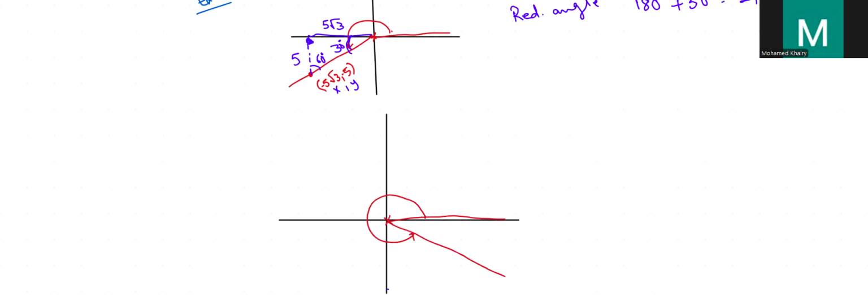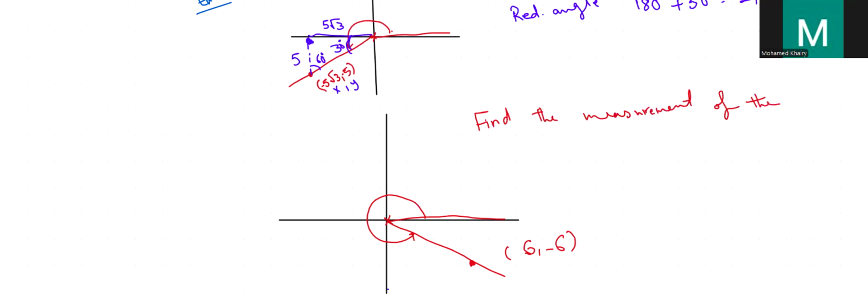Let's say that this point here is positive. In this quadrant, it's positive. So here is going to be positive 6 and negative 6. How can I get this angle? Find the measure of the angle.